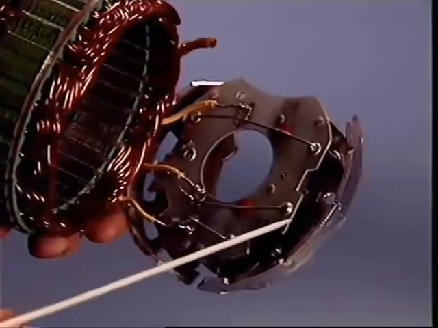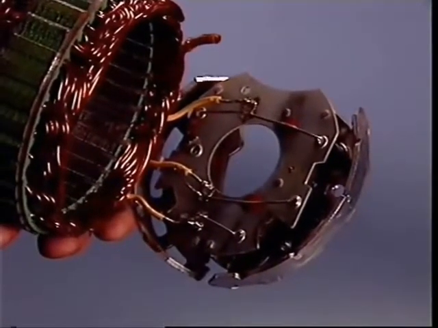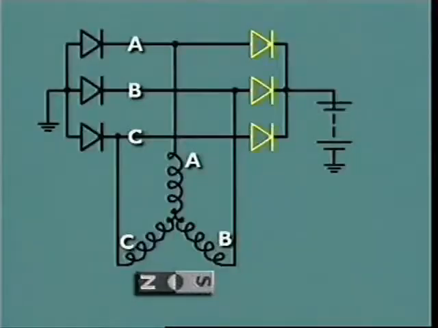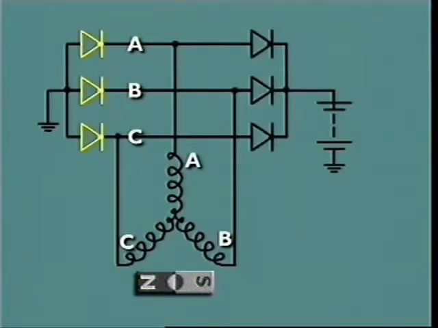One of each is used to rectify current in each of the 3-phase windings. The positive diodes let current flow out to the battery terminal B positive. The negative diodes complete the return circuit from the battery terminal B negative.